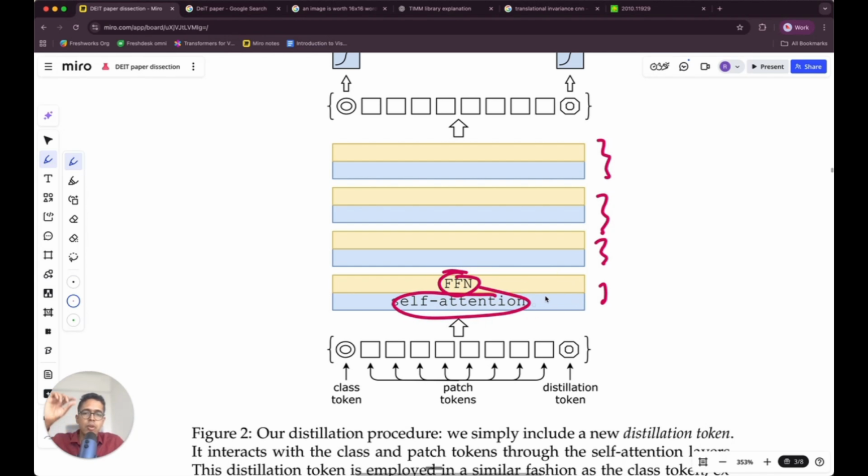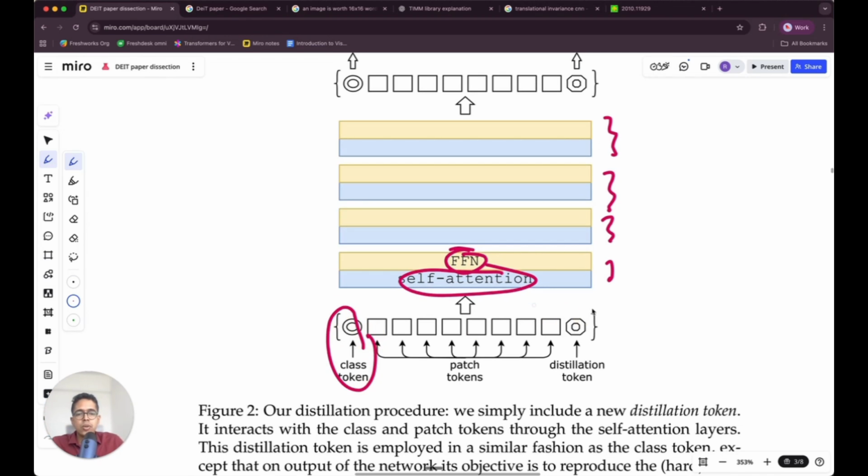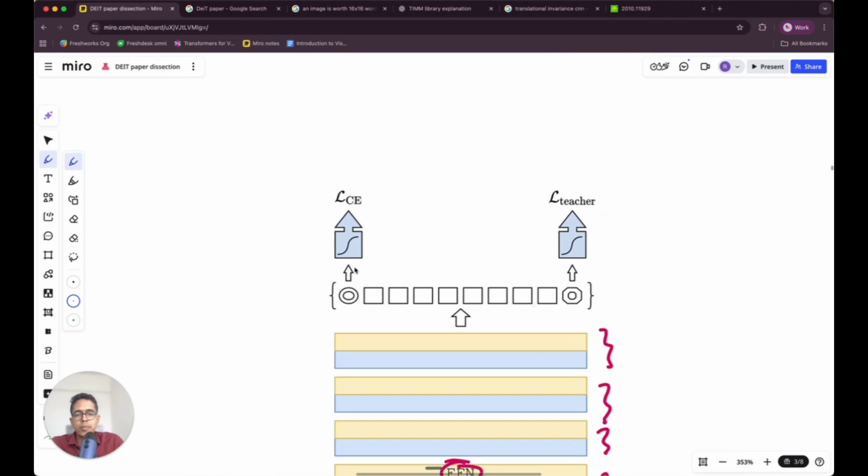So self-attention followed by feed-forward neural network. Inside there is layer normalization. There are also residuals. The first token, or zero token, is the class token. The last token is the distillation token. The zero token's representation is used for constructing the cross entropy loss, where this is compared with Y.